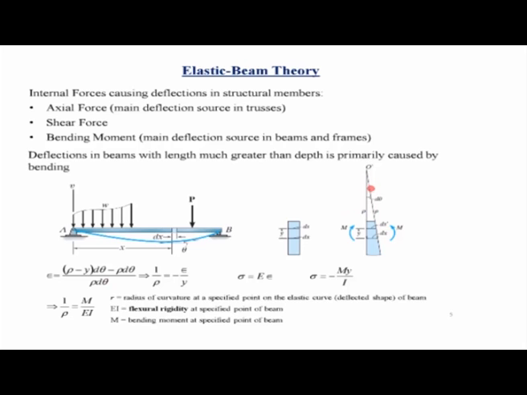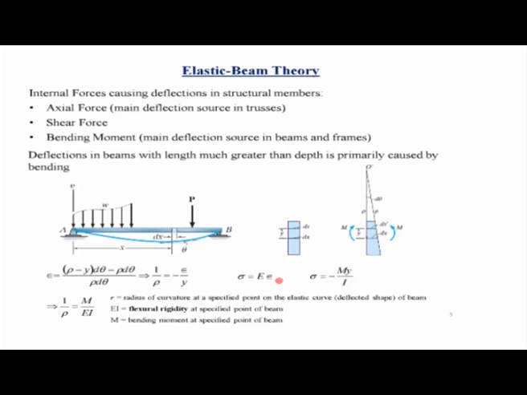angle that is formed at the center of this curved element. So that is the strain in that element. (Rho minus y) d theta is basically the deformed length of that element, and the initial length of that element is the same as the length at the neutral axis, which is rho d theta. So that is the change in length, and that divided by the original length gives you the strain. This basically gives you a relationship between the radius of curvature of that deformed element and the strain.